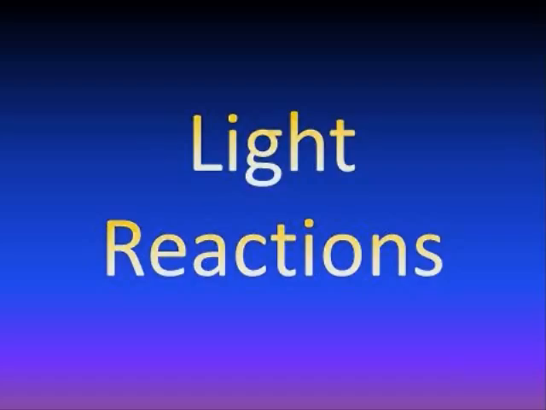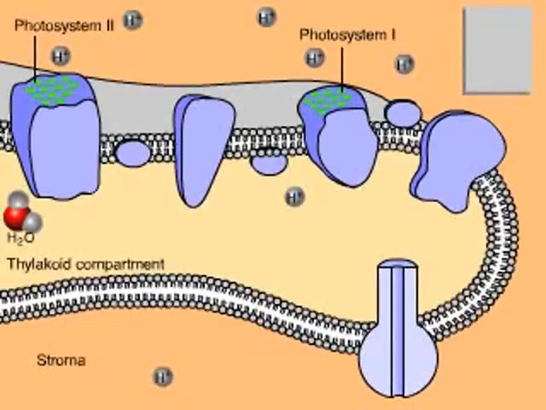Photosynthesis. Light reactions. The photosystems consist of arrays of chlorophyll molecules. Chlorophyll, the green pigment of leaves, absorbs light energy. The absorbed energy excites electrons to a higher energy level.